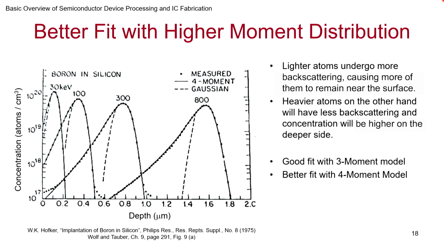So Pearson 4 model actually captures the overall thing quite well, even for boron, and actually this proves it. This again is taken from a published paper, and is also reproduced in the textbook by Wolf and Tauber, and also in many other textbooks you'll find it. If you take a Gaussian model for 800 kilo electron volt implant, it is going to look like this. 300 is looking like this. 100 is looking like this. 30 is like this. But what is the actual distribution? The dots indicate the actual distribution.